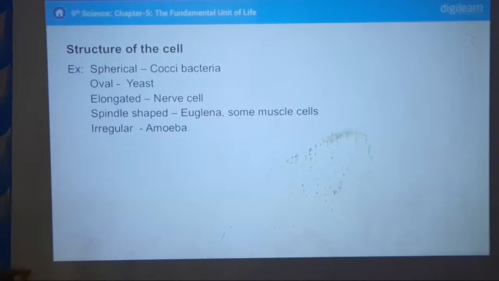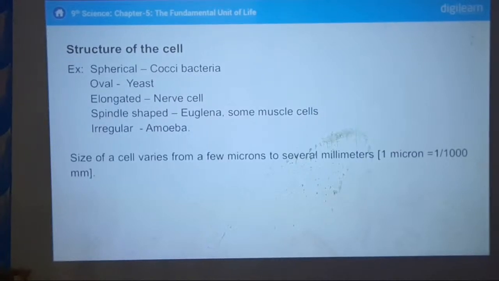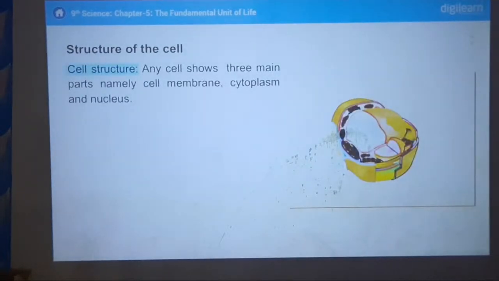Example: Cocci bacteria is spherical, yeast cell is oval, nerve cell is elongated, euglena and some muscle cells are spindle-shaped, and amoeba is irregular. Size of a cell varies from a few microns to several millimeters. Cell structure. Any cell shows three main parts, namely cell membrane, cytoplasm, and the nucleus.